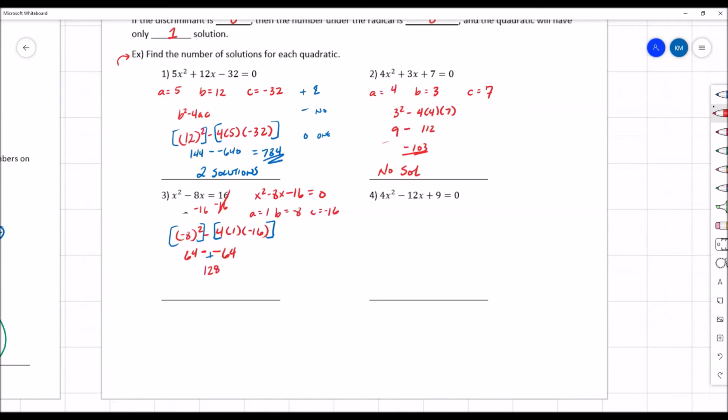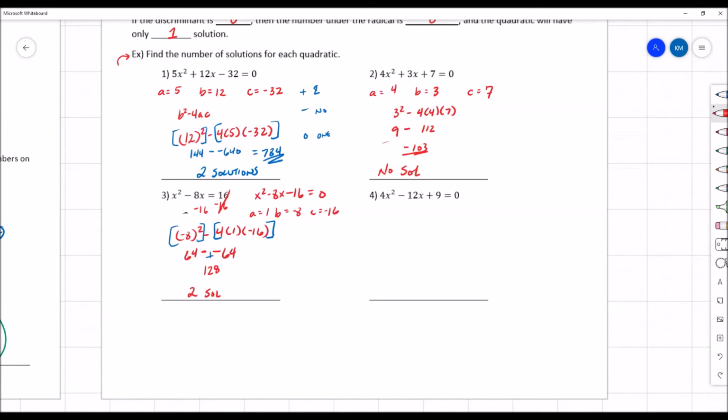Our discriminant is 128, which means there's 2 solutions. We could have messed up and got the sign in between them wrong and got 0 instead of 128. So again, just displaying the importance of making sure that we keep all of our numbers in line.